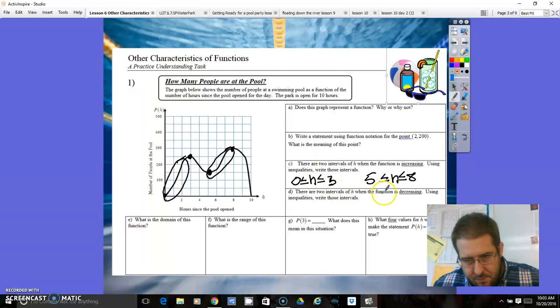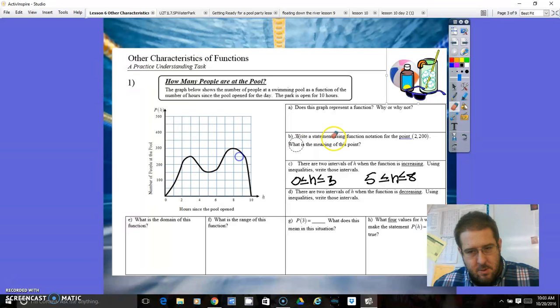There are 2 intervals when the function of h is decreasing. If it's increasing during those time intervals I just mentioned, then it's also decreasing from here to here and here to here. So what are those 2 time intervals? Let's look at the same numbers again. It's decreasing from 3 to 5, and it's also decreasing from 8 to 10. Great, all we have to do is put h in between, just like we did a second ago. And boom, we are done.